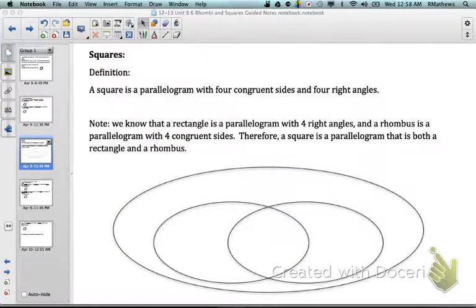Now let's take a look at squares. The definition of a square is a parallelogram that has 4 congruent sides and 4 right angles. Okay, so this is a real important piece here, that it has both of those things. So the "and" is super important here, that it's got the 4 congruent sides and the 4 right angles.